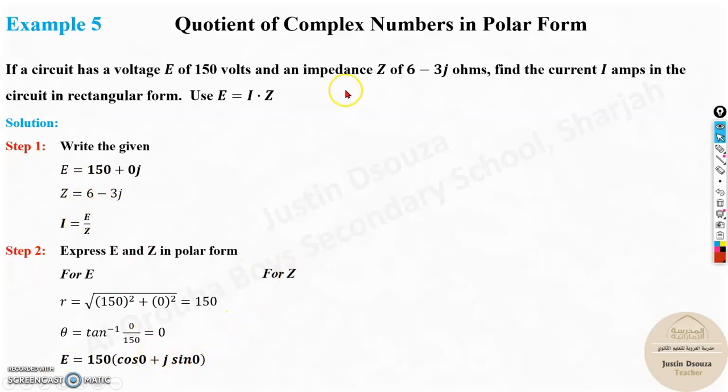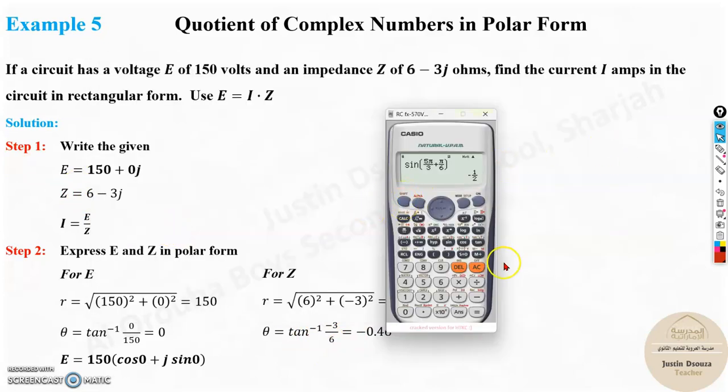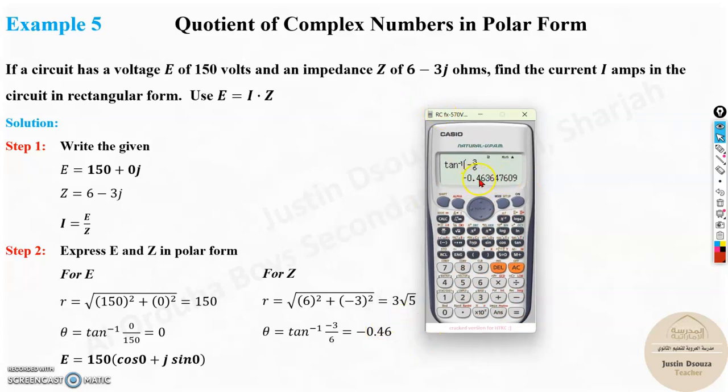Now, for Z, that is the impedance or the resistance, R is square root of 6 squared plus negative 3 the whole squared. The value is 3 root 5. Theta is, again, the A value is positive. So this is the formula. Put it in the calculator directly over here. Let me just do this. Shift tan inverse of minus 3 divided by 6. What is the answer? Over here, it's negative 0.46. Remember, your calculator must be in radians. Only then you'll get the correct answer.